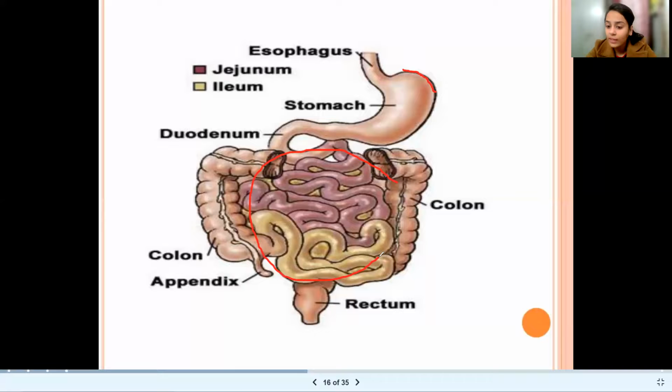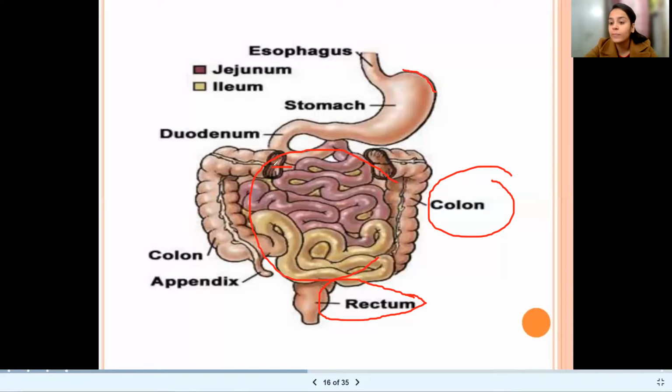So now the large intestine. Basically, the large intestine has 3 parts, as you can also see in the diagram. The first one is the colon. Second is the rectum. And the third one is the caecum. The caecum is a sac-like structure present where the large intestine meets the small intestine. You can see the point where it meets the small intestine.